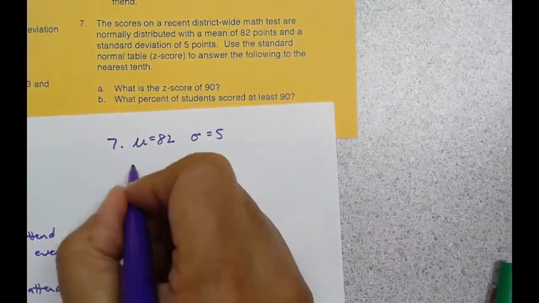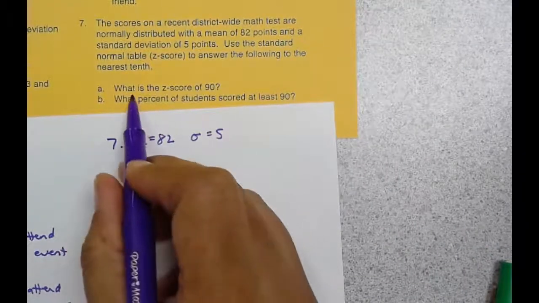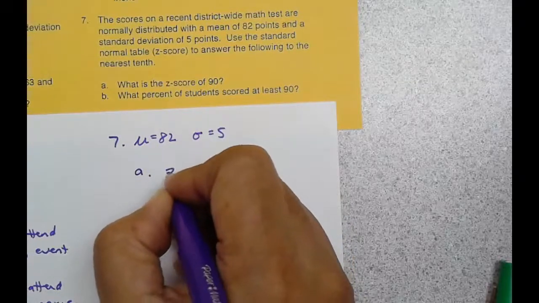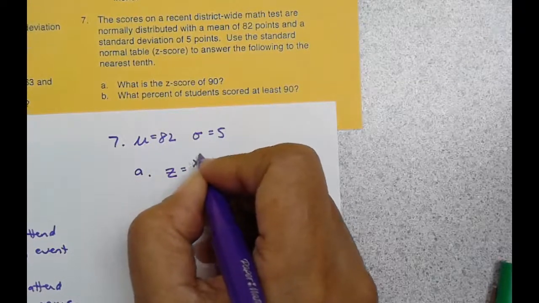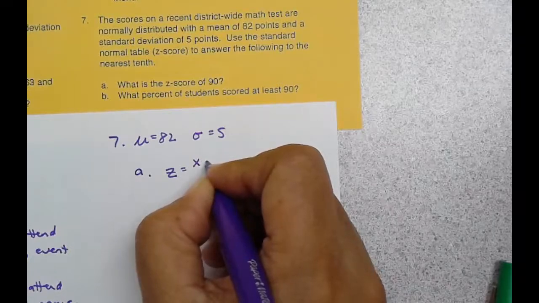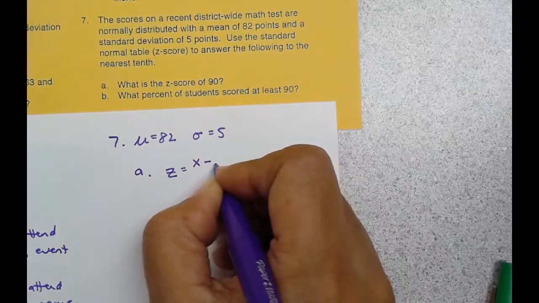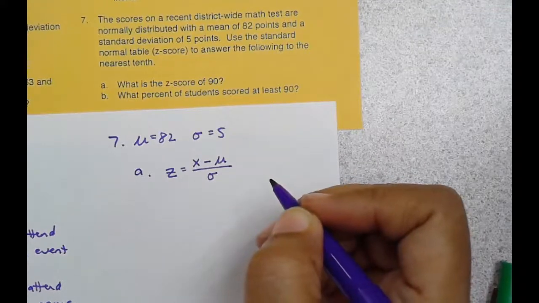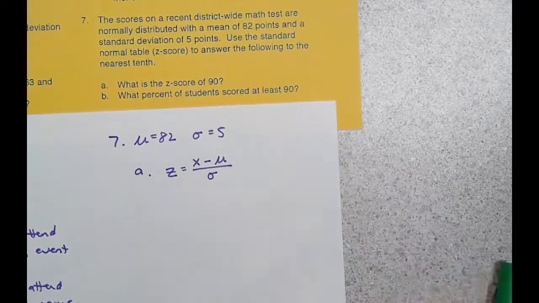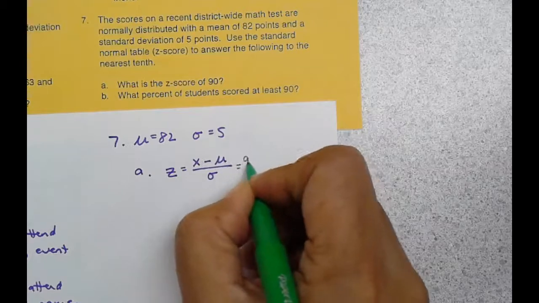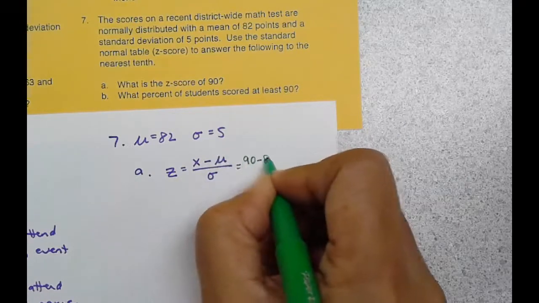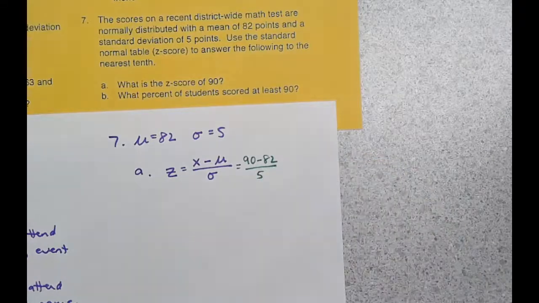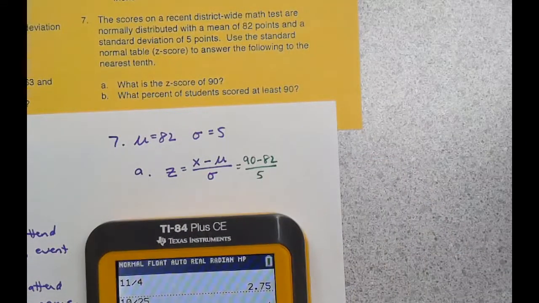So, part A. Our first step is to find out what is that z-score. And so if you don't remember the formula, it's basically taking your value and you're going to subtract that from your mean, and you're going to divide that by your standard deviation. All right, we're going to go ahead and take this and plug in 90, subtract the mean, 82, and we're going to divide that whole thing by 5. All right, so let's go ahead and do that here.